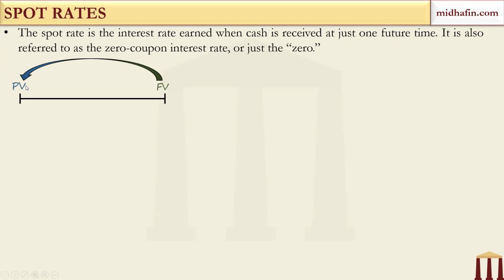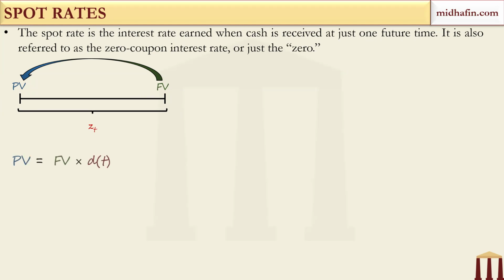So here just the example has been given. Let's say this is the PV that you pay, this is the FV, future value. So the discounting is done, and that extra income that you are receiving over this period is converted into an interest rate. That interest rate is called the spot rate. So the spot rate is basically the interest rate that equates the present value and the future value. That's the mathematical explanation.